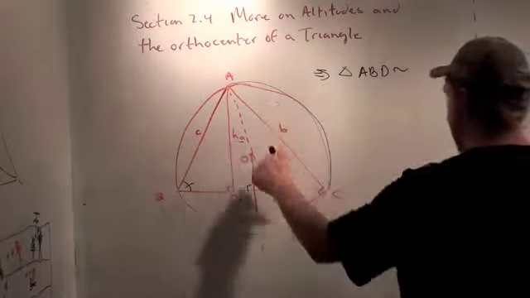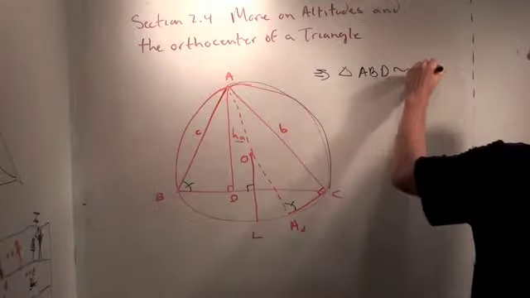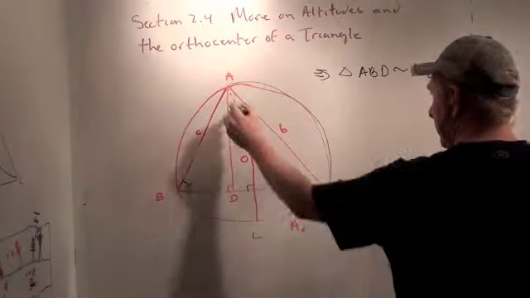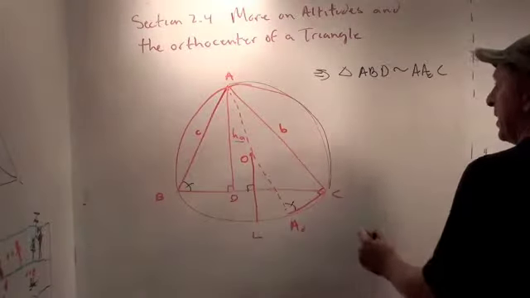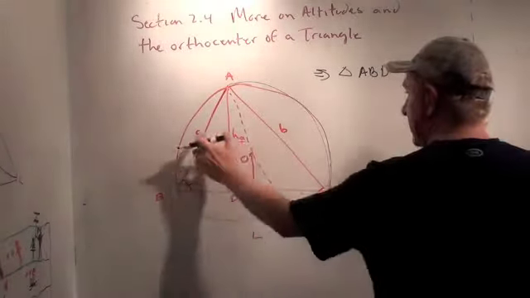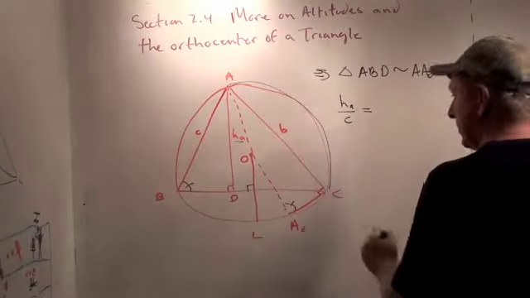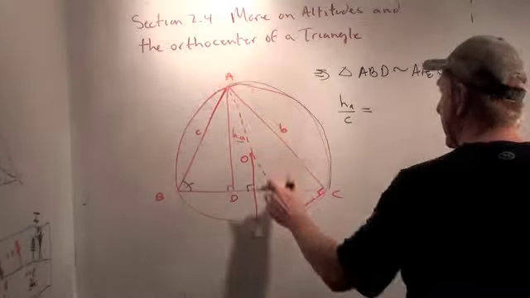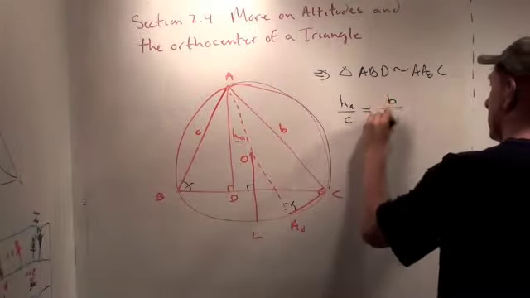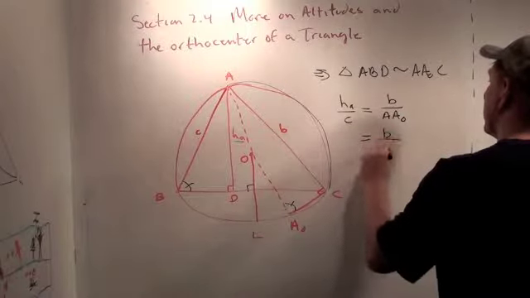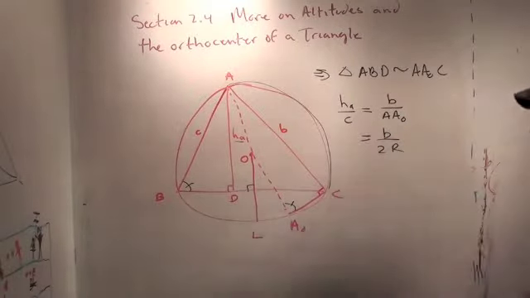No, sorry, here's the hypotenuse. A naught C. Okay, here's the hypotenuse of this right triangle. A naught is the hypotenuse. By similar sides, HA over C equals B over AA naught. But this is just equal to B over twice the radius of the circumscribed circle.